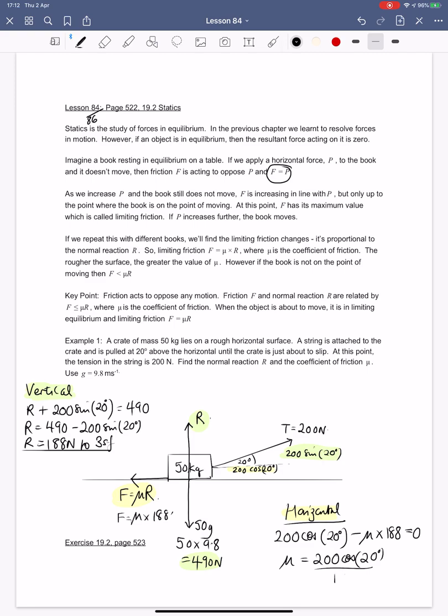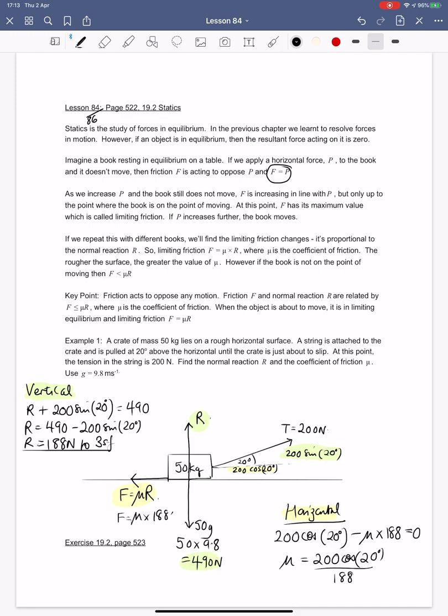divided by 188. I'm just a bit worried that I made a mistake there. 200 cos 20 divided by 188, 0.99999. Just going to check with the book. R plus 200 equals 290.